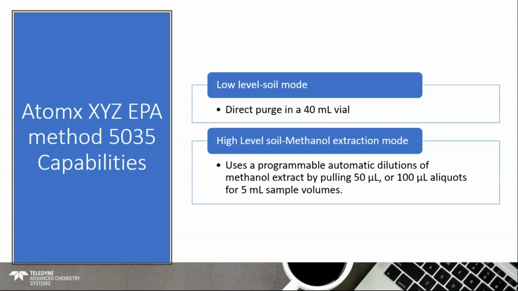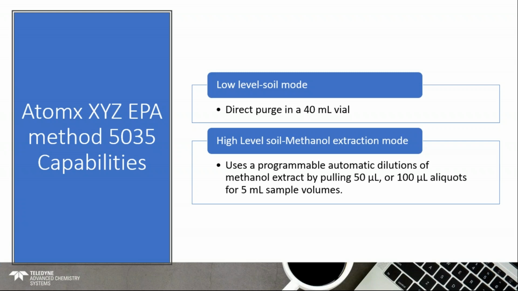The Atomic XYZ capabilities of EPA 5035. So in EPA method 5035, there are 2 methods for extraction. For low levels of 5 to 200 ppb, methanol extraction is unnecessary, and the sample is purged directly in a 40 milliliter vial. Using a patented 3-stage needle, the volatile compounds are swept directly onto the trap. This technique is known as soil mode for the Atomic XYZ.